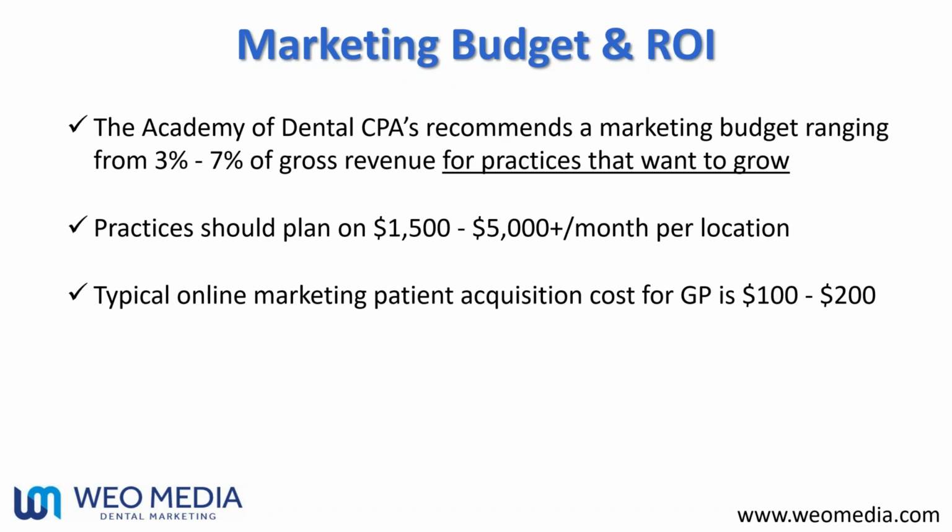What they found and what they recommend is practices that want to grow, who are growing healthily, are spending between 3% to 7% of their gross revenue on marketing. So if your practice is, let's say, doing $1 million a year in revenue, 3% to 7% would be $30,000 to $70,000 a year, which would be about $2,500 to $5,000 a month. That's what the ADCPA recommends. And in fact, that's exactly what we see with our clients at WEO Media. We find our clients that are spending between $1,500 and $5,000 a month per location are doing very, very well.